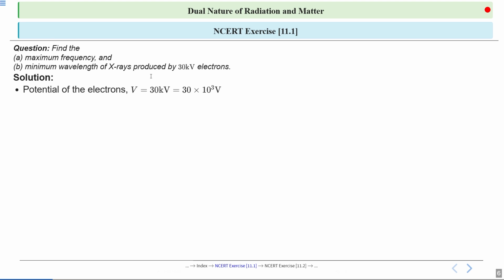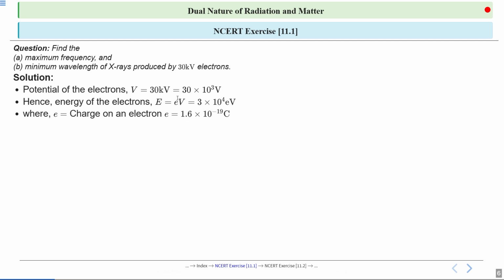So the potential of the electrons which is given here is 30 kV. It means 30 into 10 raised to the power 3 volt. Energy of the electrons equals electron volt. So here E is equal to 3 into 10 raised to the power 4 electron volts. And e is the charge on an electron, which is equal to 1.6 into 10 raised to the power minus 19 coulomb.